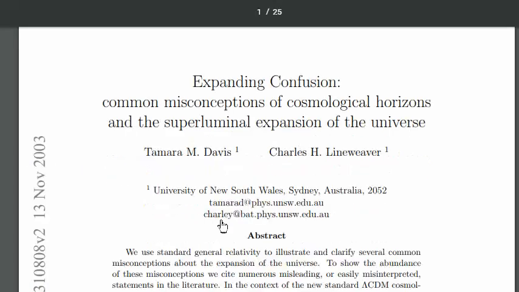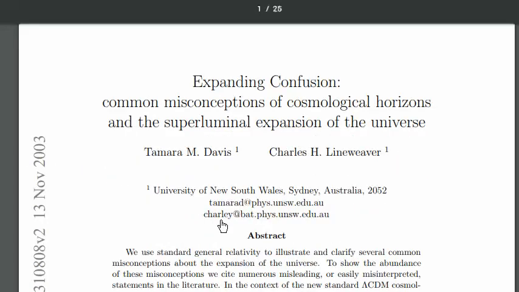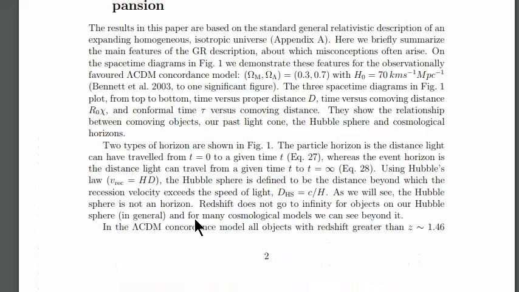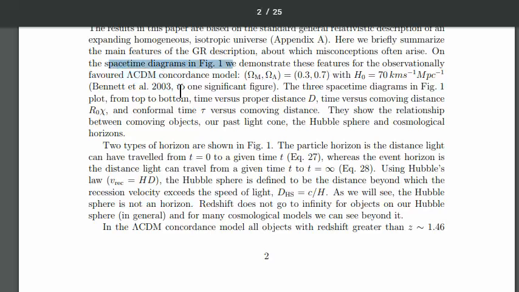One thing to look at is Davis and Lineweaver's expanding confusion. I don't know if this is a good source. Oh, actually, yes, it should be. Because in Figure 1, we demonstrate these features for the observationally favored Lambda CDM concordance model. Omega M equals 0.3, omega lambda equals 0.7. So this is space-time diagrams, plural.